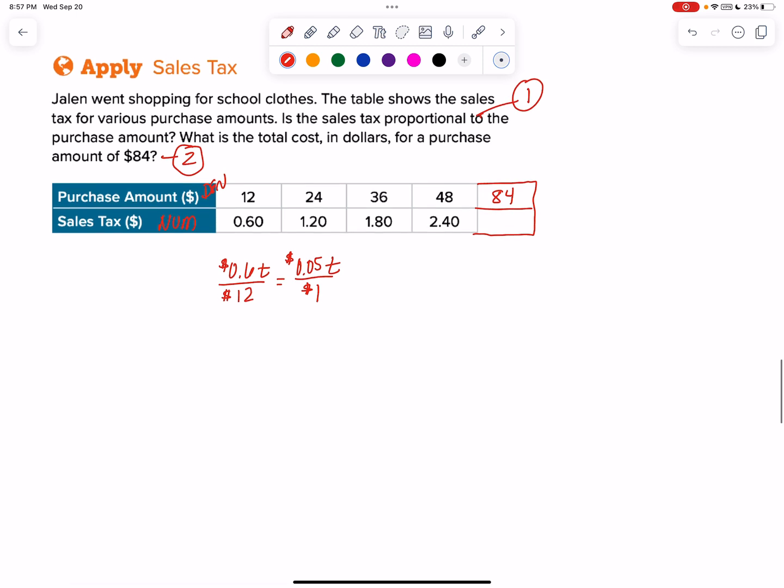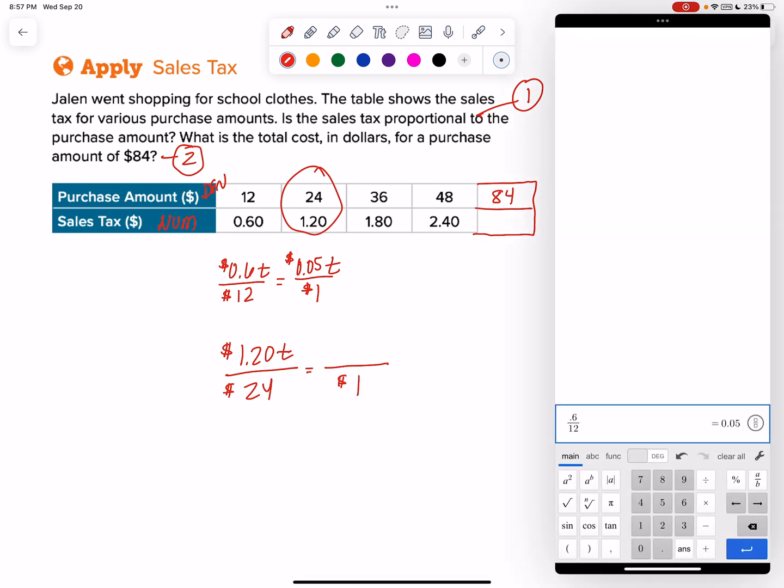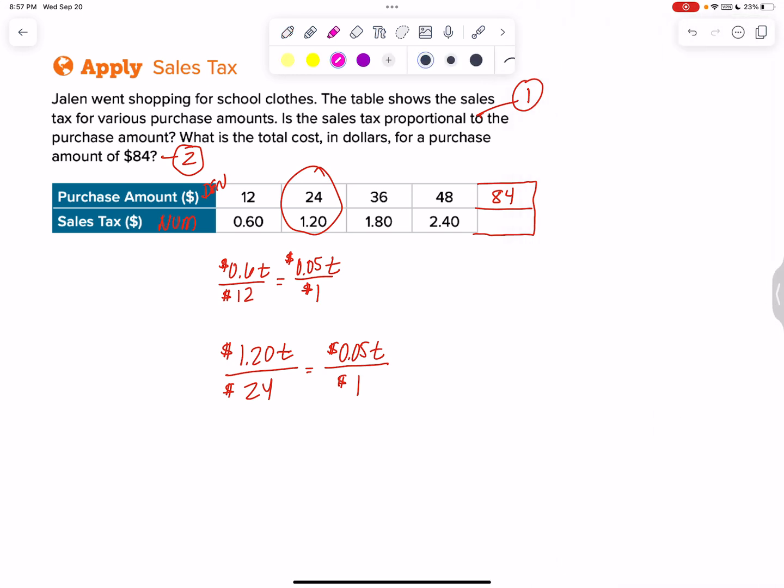All right, so let's just check it with one more to be safe. So I'm just going to do the next one. Okay, so we have $1.20 of tax per $24 of purchase. So how much tax on $1? Let's go ahead and do our division to check and just make sure we're good. So $1.20 divided by 24, and yep, we got the same thing. 5 cents of tax per every dollar. Okay, so what's our constant of proportionality for every dollar? 5 cents for every dollar.